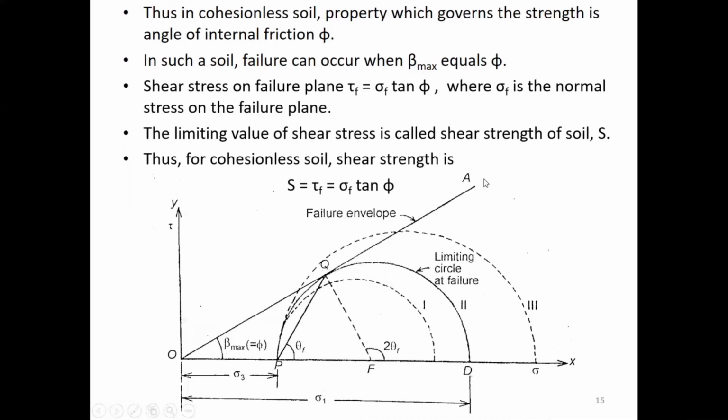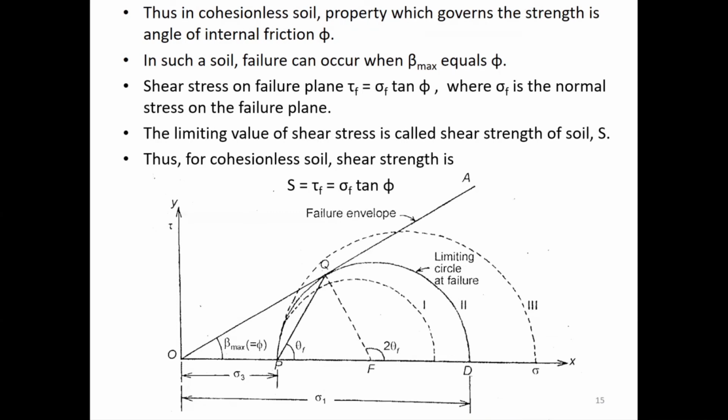But the catch here is that if you keep on increasing your normal stress, do you think the shear strength of soil, or the shear stresses that can be induced in soil, will also exponentially keep on going up? No, right?